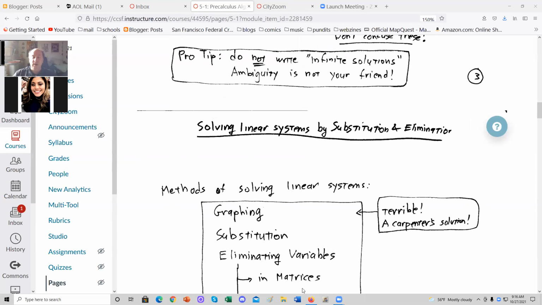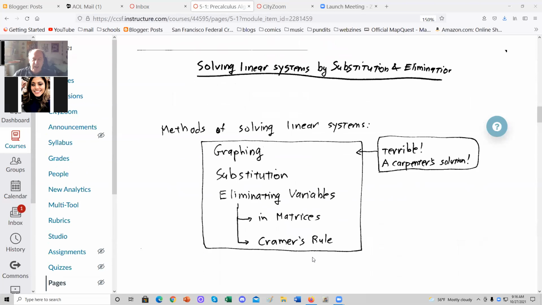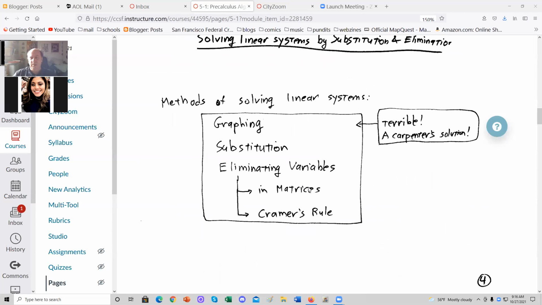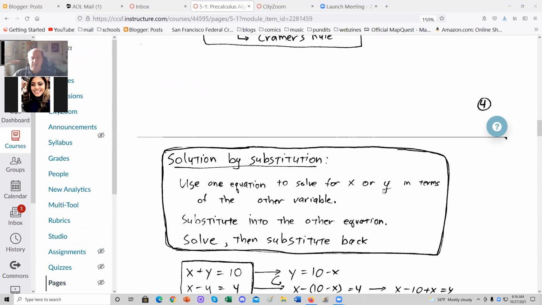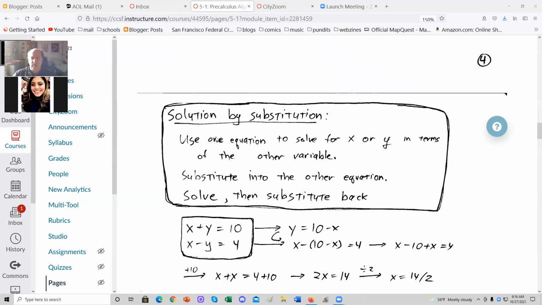Now there are two other ways. There's substitution and there's eliminating variables. That's what I'll be covering here. Later, I'll be covering something called solution by matrices, which is basically eliminating variables done with fewer symbols, and something called Cramer's rule, which is a general system, very useful, I think, particularly with 2x2, a little less so with 3x3. In solution by substitution, you use one of the equations to solve for x or y in terms of the other variable. Then you substitute that into the other equation, get one equation and one variable, solve that, then substitute back to get the other variable.